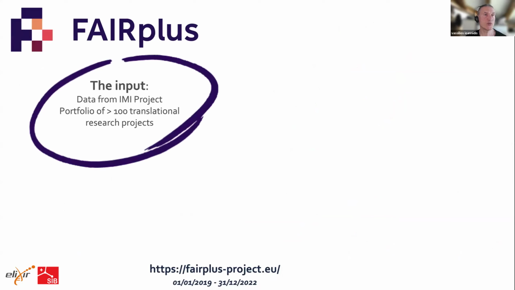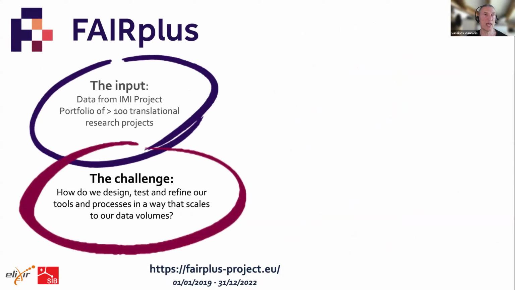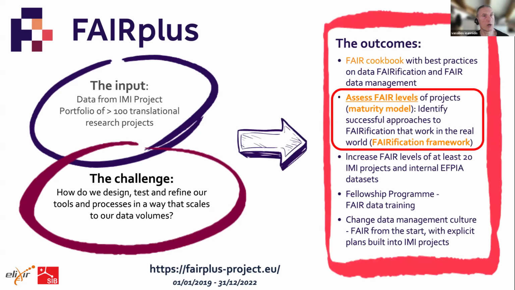So using IMI project data, the FAIR+ project, which ended at the end of 2022, aimed at designing, testing, and refining verification tools and processes. That was the challenge. To do so, the idea was also to build different outcomes, some of which are mentioned here. Some of the outcomes were the FAIR Cookbook that was mentioned before, and also to change data management culture in general. But all the experience we acquired in doing this verification was knowledge that we would like to share across the different outcomes. And today we will concentrate really on the maturity model, the DSM, and the verification framework.